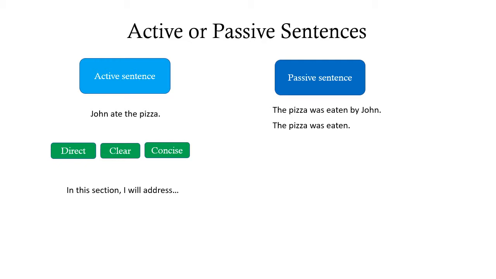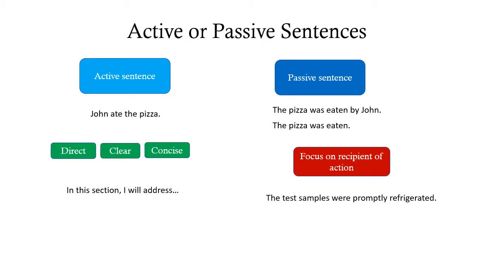A passive sentence puts the focus on the object, so there may be the odd time when a passive sentence is the right choice. Here's an example. The test samples were promptly refrigerated. In this case, the fact that the samples were refrigerated is most important. The reader doesn't need to know who refrigerated them. The most important thing to remember is not to overuse the passive voice.